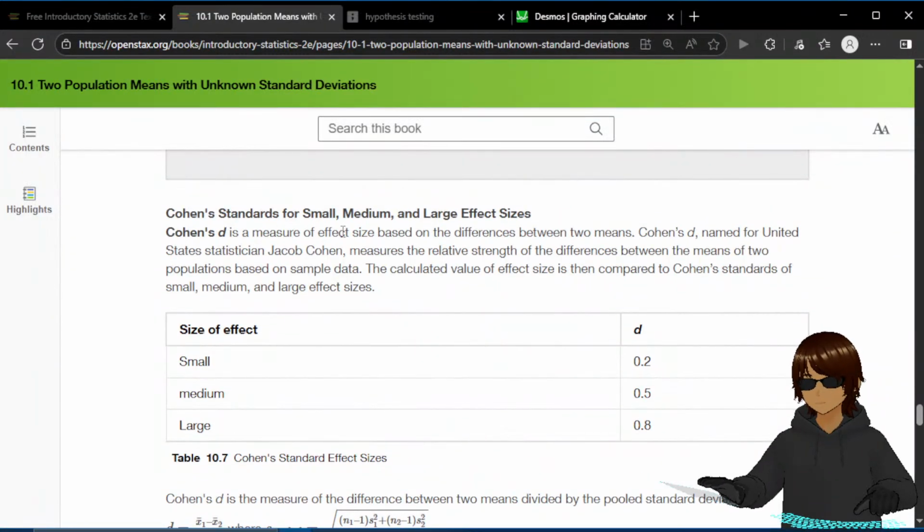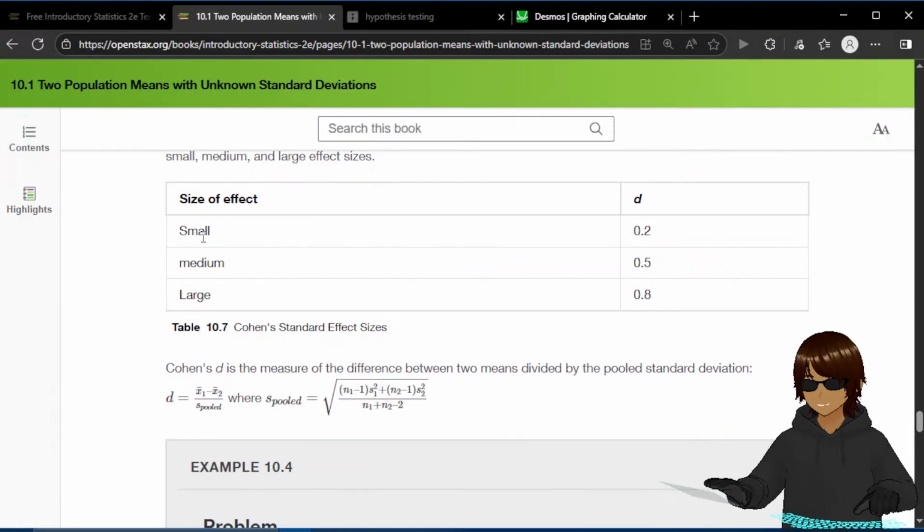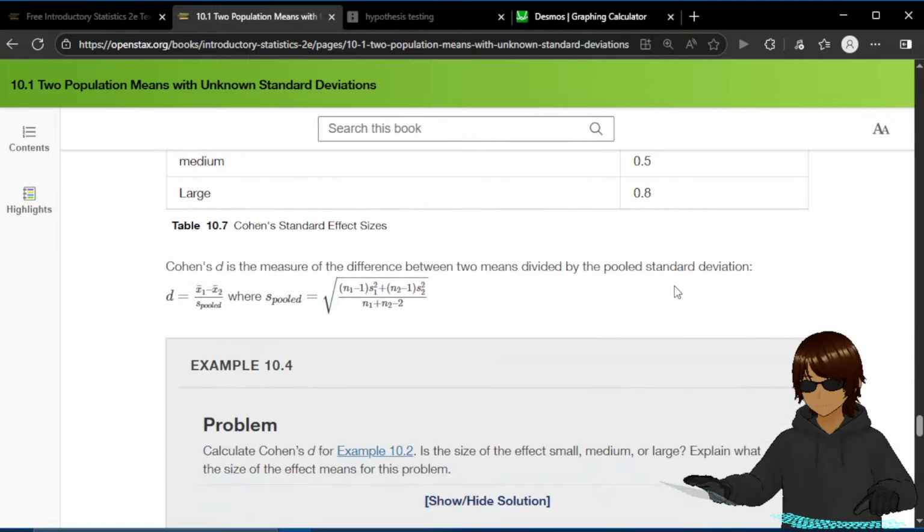Cohen's d is a measure of the effect size based on the differences between two means. Cohen's d, named for United States statistician Jacob Cohen, measures the relative strength of the differences between the means of the two populations based on sample data. The calculated value of the effect size is then compared to Cohen's standards of small, medium, and large effect sizes: 0.2, 0.5, and 0.8. Cohen's d is a measure of the difference between two means divided by the pooled standard deviation.